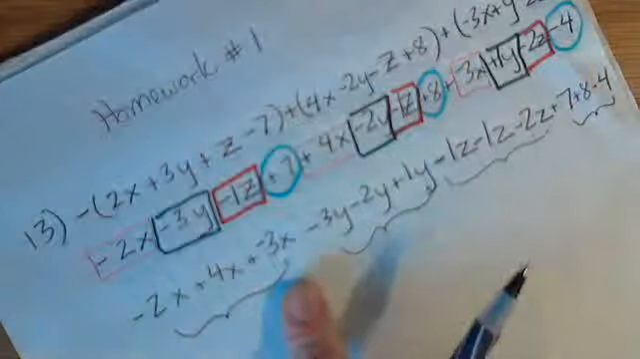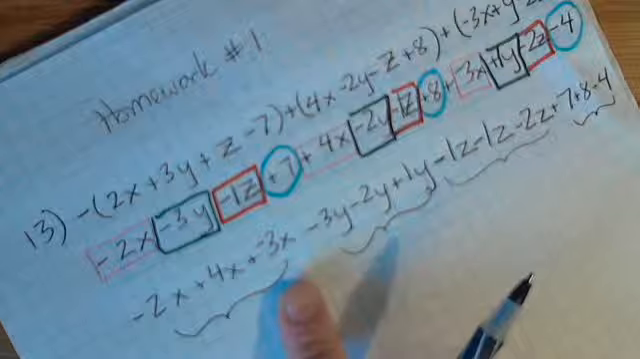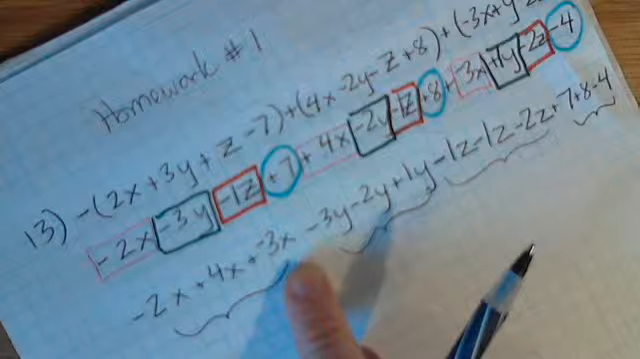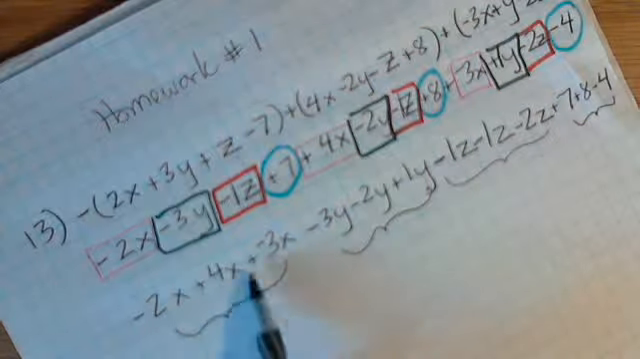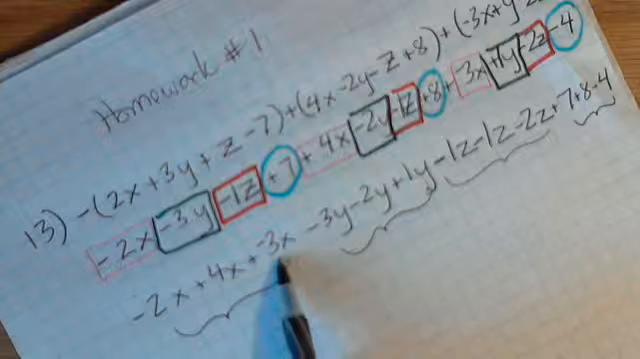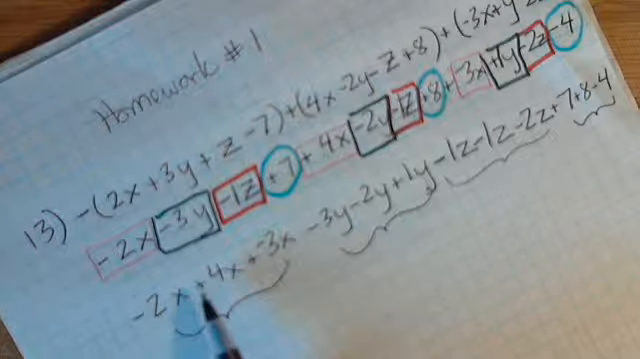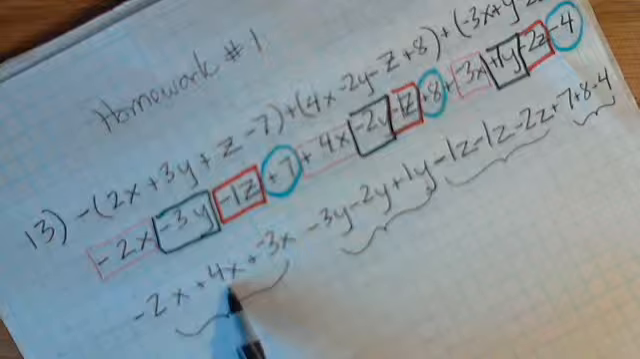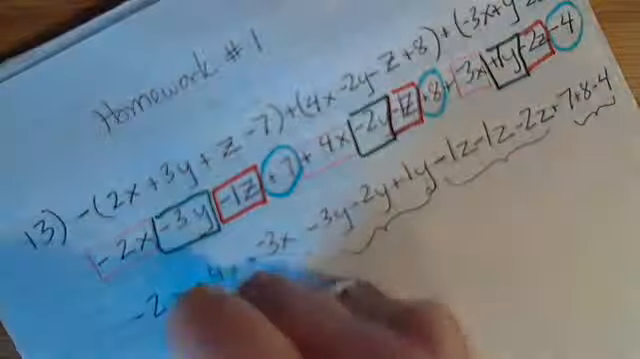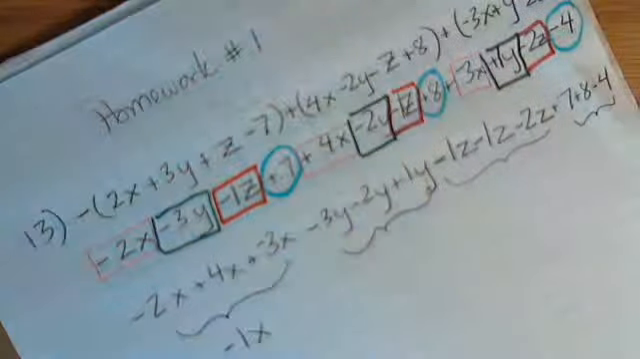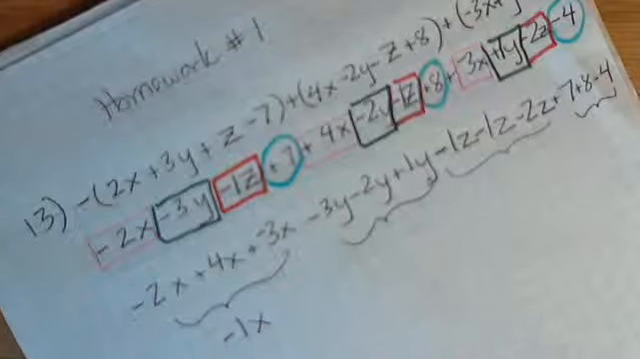Alright, now gathering up all the x's. I have negative 2x's here, positive 4x's here, minus 3x here. All I have to do to simplify this is to add their coefficients. Negative 2 plus 4 is positive 2. It's like doing 4 minus 2. Positive 2 plus negative 3 is going to give me a negative 1x. All that boils down to negative 1x.